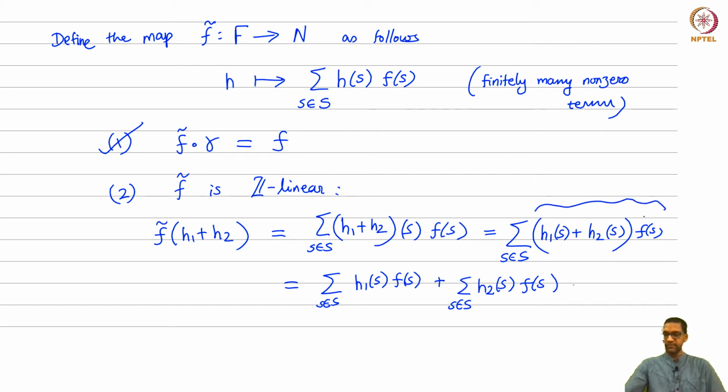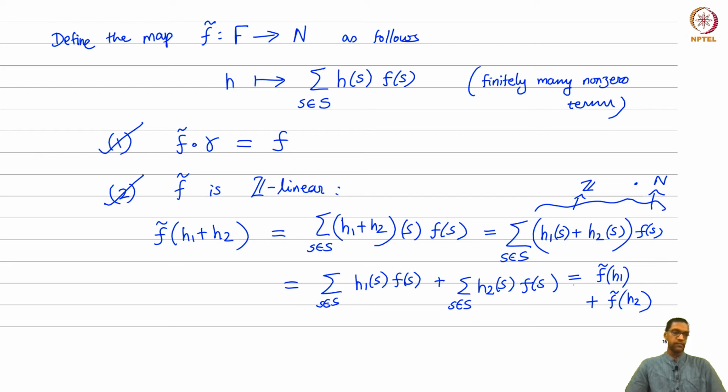So observe, this is a scalar, an element of Z, and this part is an element of N, f of s. So what we are doing now is, N is a Z module. So when you scalar multiply a sum of two scalars, you have distributivity. I'm using the fact that N is a Z module, and so I've split it like this. And now observe, this is exactly f tilde of h1, that's the first sum, plus f tilde of h2. In other words, we have shown that f tilde is Z linear.